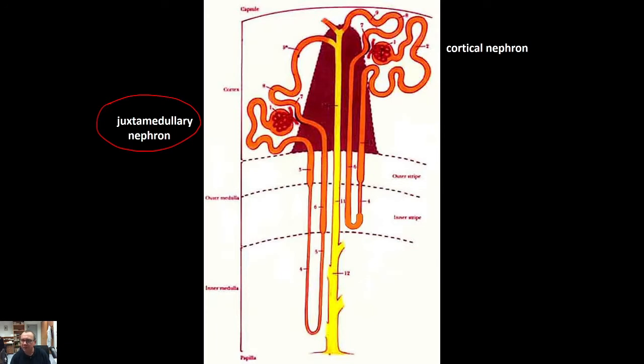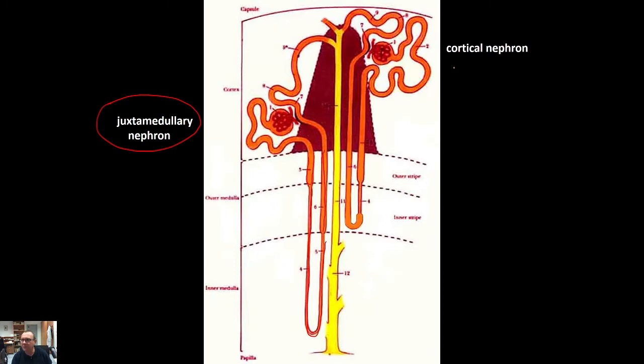Their loops have quite a short, thick descending segment, but a very long thin segment, which goes down and up. So the thin segment of the loops of these juxtamedullary nephrons has a descending and an ascending segment. And then there is a quite long, thick ascending segment going to the distal tubule.